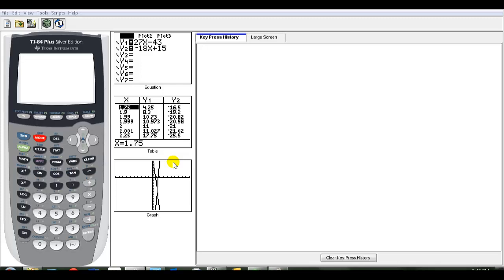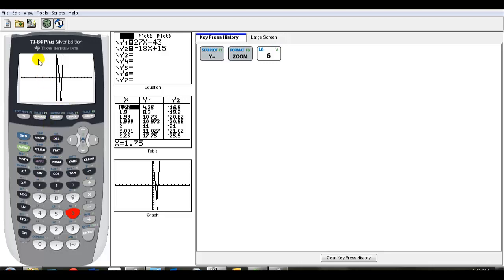Okay, so we're going to use our calculator to find the intersection of two lines. So go to y equals and type in the first equation in y1 and the second equation in y2. And I've already done that, so you might want to pause the video right now, type those in your calculator, and then come back. Now, always start with a standard window. So I'm going to do a zoom 6. That's a standard window.